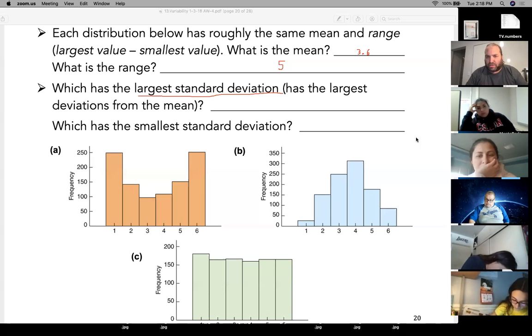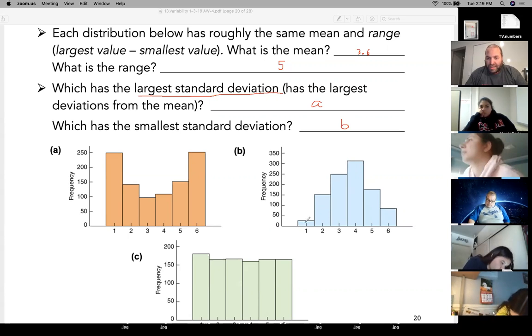Which one's going to have the smallest standard deviation? Which one has most of its data points near the mean? B. B has most of them near the mean and very few of them on the wings. C is kind of like somewhere in between, right? It's got a lot close, a lot far, so it's going to be somewhere in between.